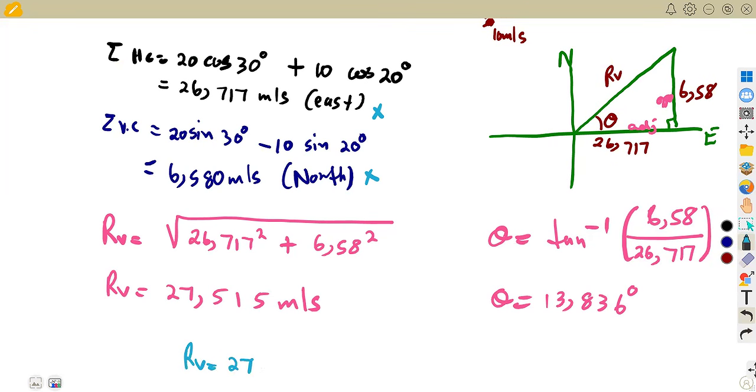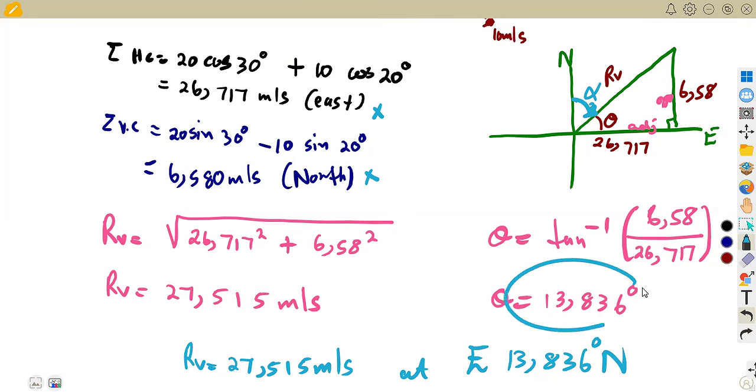So if it is the case, therefore, we are saying our resulting velocity in this case is going to be given as 27,515 meters per second at what? Like I said, if you use this theta, it is going to be from the east to the north. So this is east, 13,836 degrees to the north. Or you can calculate this angle alpha. You subtract 90 minus this, you get your alpha, but it's going to be 90 degrees alpha to the east. We are moving from N, which is the north, alpha degrees to the east. We are moving from the north to the east, if you're considering alpha. I hope we are together there.